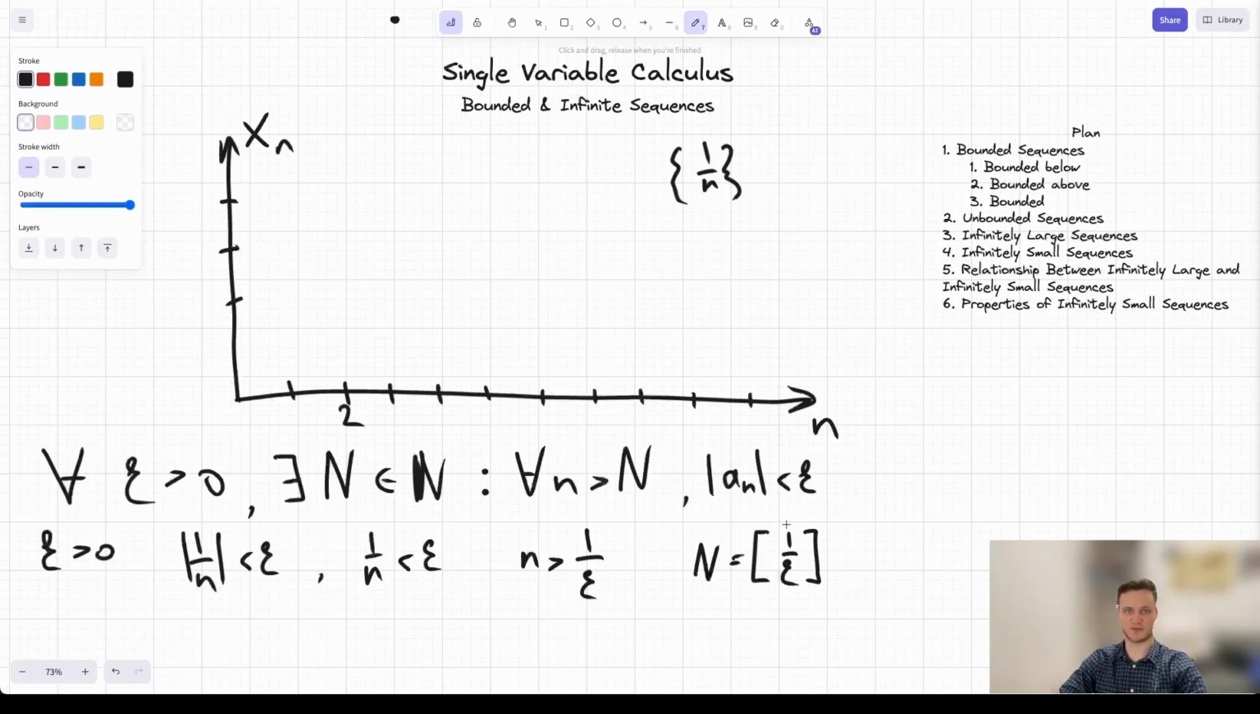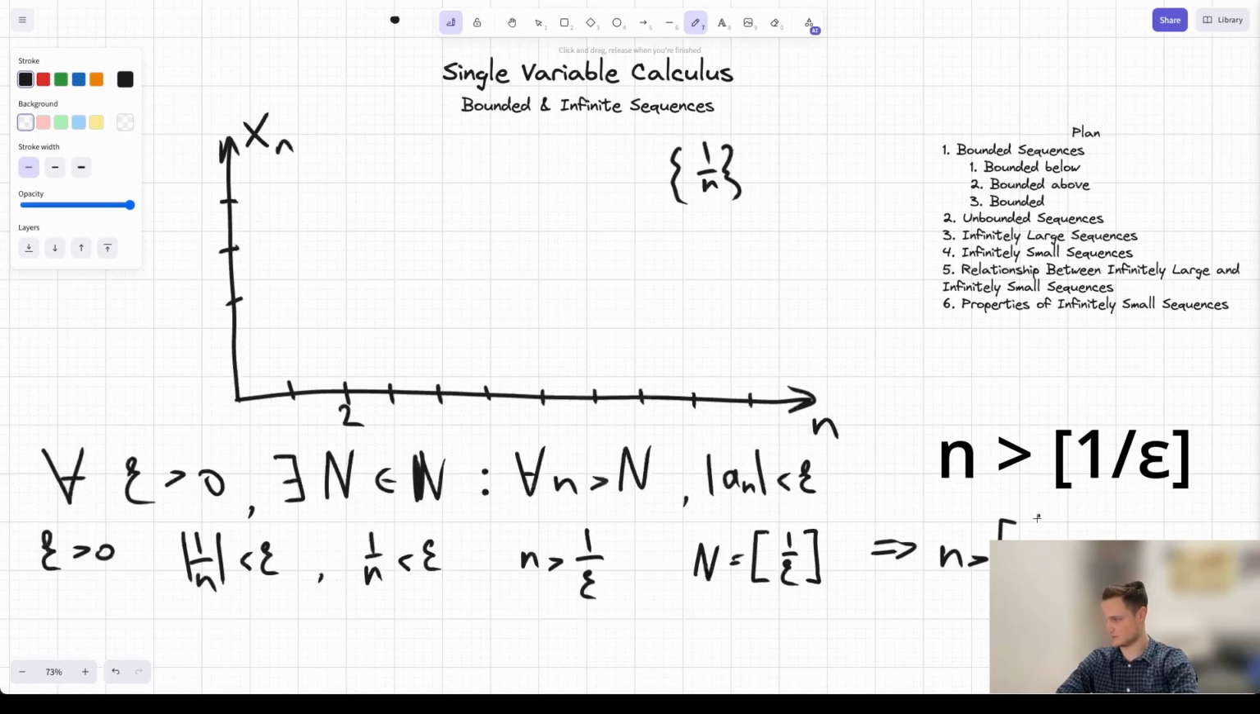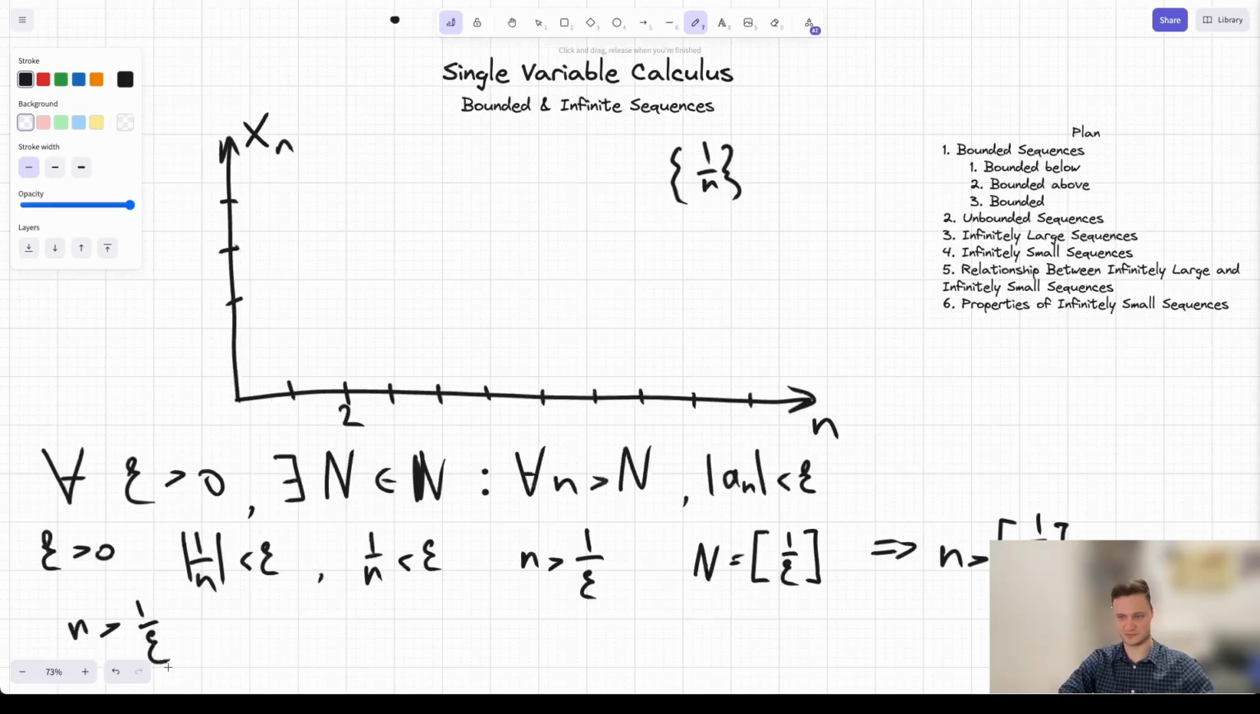Which is denoted with square brackets. If n is any integer larger than n capital, then n should be larger than the greatest integer smaller than 1 over epsilon. And this follows that n is larger than 1 over epsilon. Taking the reciprocal again and reversing the inequality, we get that 1 over n is less than epsilon. Which means, because again it's positive, we can take the absolute value.